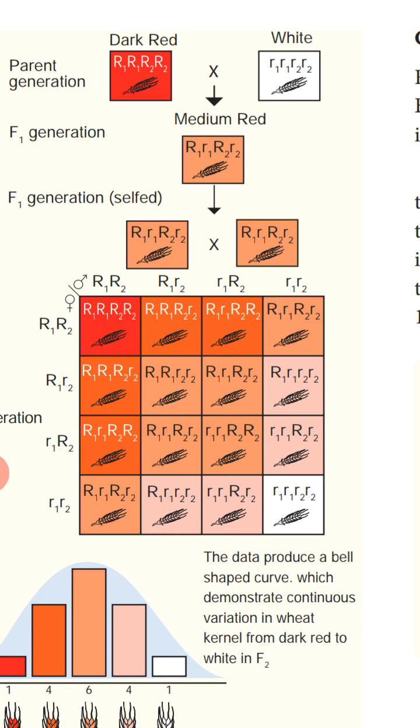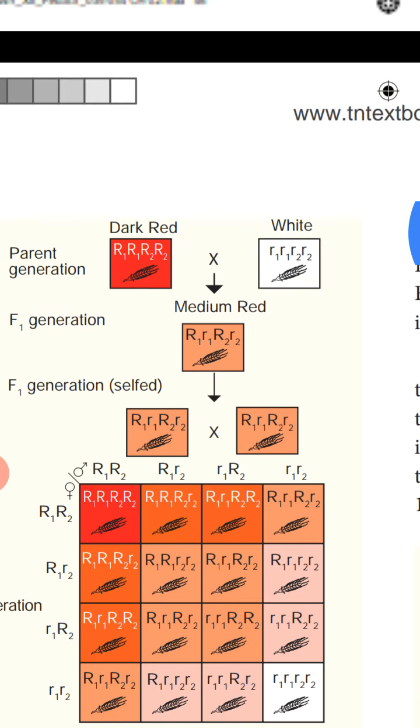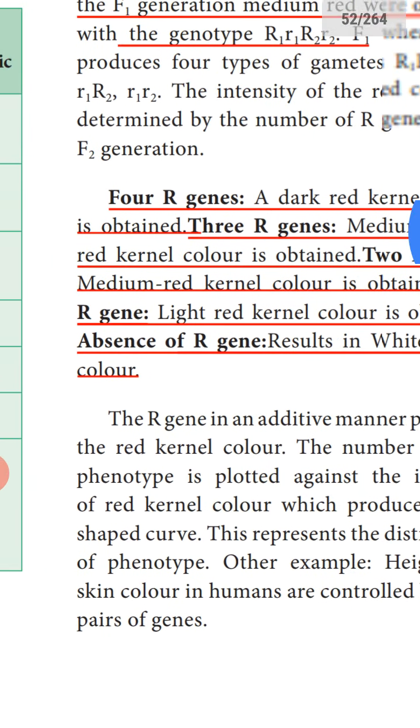If only one capital R is present, then it is a light red plant. So, the more dominant alleles present, the more intense the color. In the last case, you can find the absence of capital R. No capital R is present, no dominant red allele is present there. So, the color of the plant is white. So, here you can find the explanation.